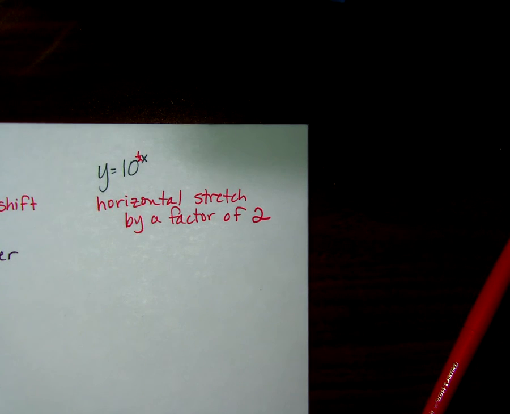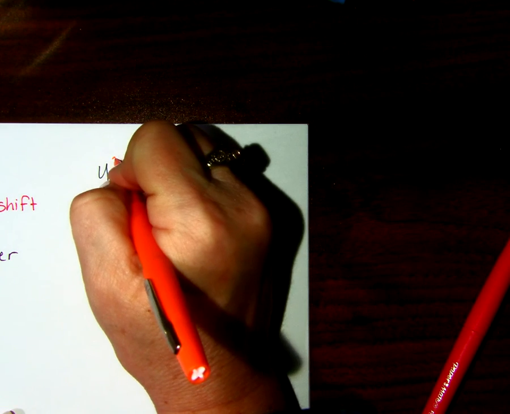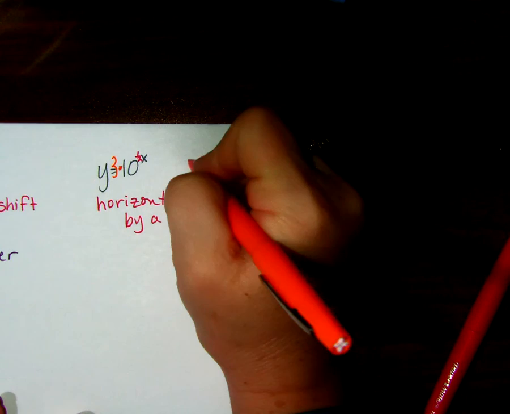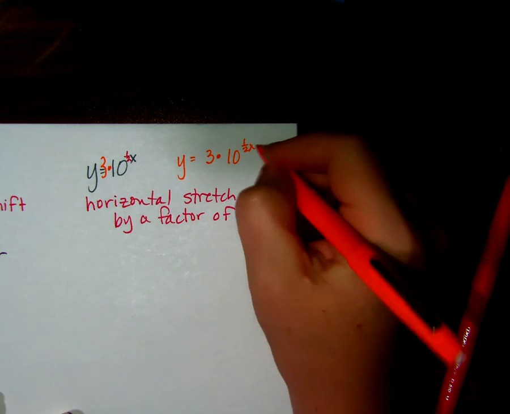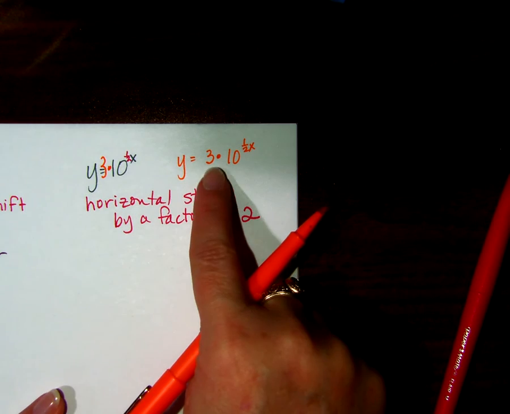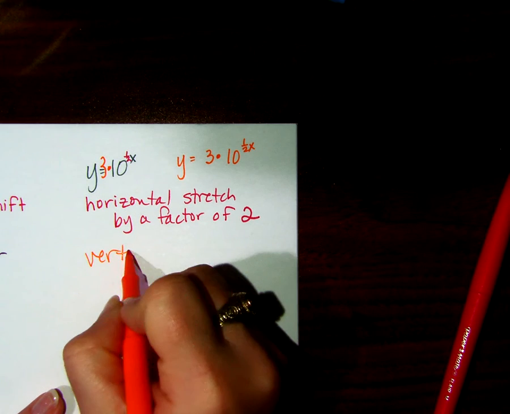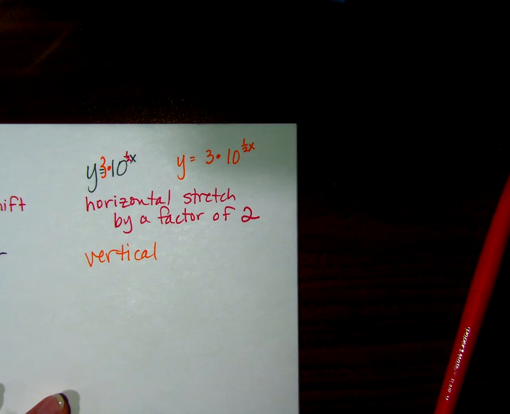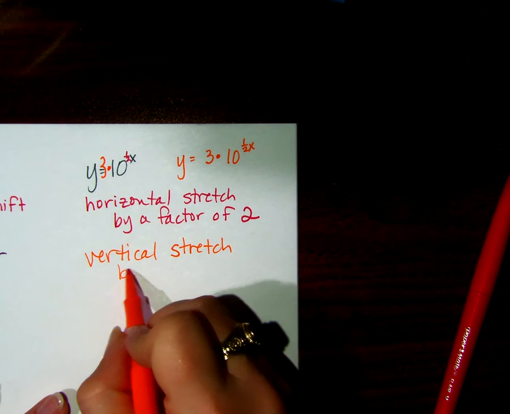What happens if out in front is a 3? So it's 3 times 10. Let me rewrite it so you understand what I'm saying. 3 times 10 to the 1/2 x. We already know that the 1/2 x causes a horizontal stretch, but what happens with the 3? It's a multiplier, so we know it's a stretch or compression. It's outside, so we know it is vertical. Because it's outside and it's above 1, what is it? It is a stretch. By what factor?